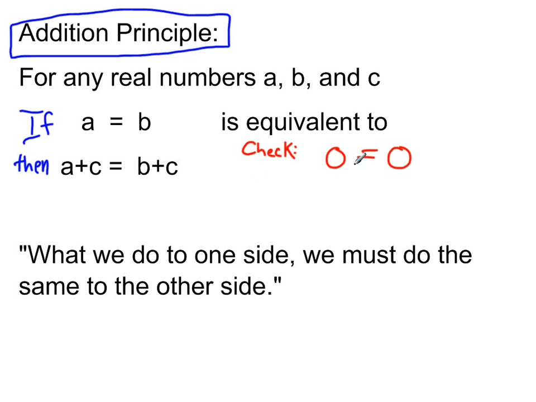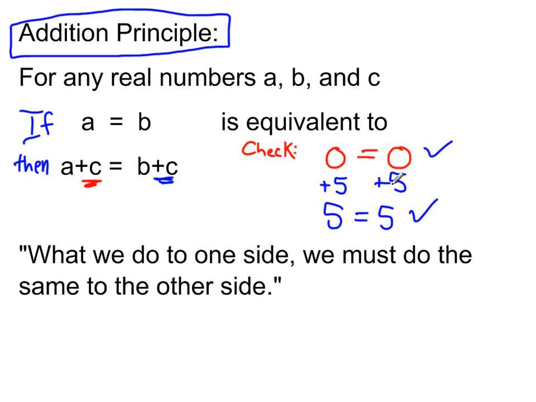So, if I want to add c, a real number, to one side of the equation, let's say we add 5 to one side. Then I better add 5 to the other side, because what I do to one side, I must do the same to the other. Now let's see. What's 0 plus 5? 5. What's 0 plus 5? 5. Does 5 equal 5? Yes.